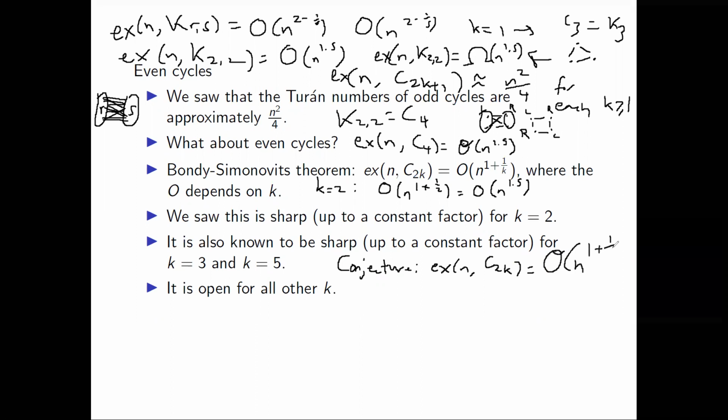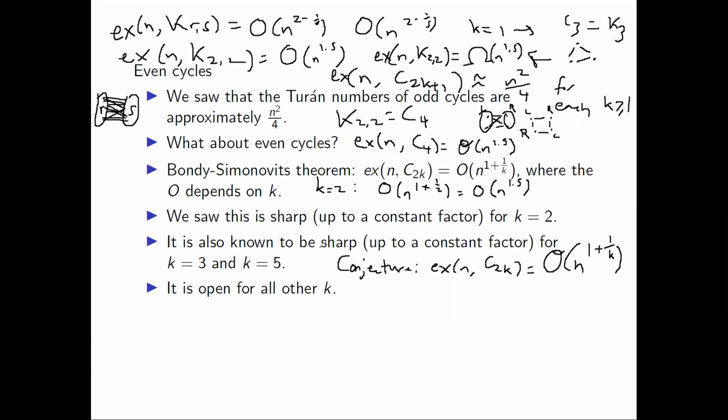And only the upper bound is known. And the lower bounds, besides k equals 2, 3, and 5, are not even within a constant factor of the upper bound. So these are all open, even to get it up to a constant factor. Now we're not going to discuss the full proofs of the best known bounds in this video.